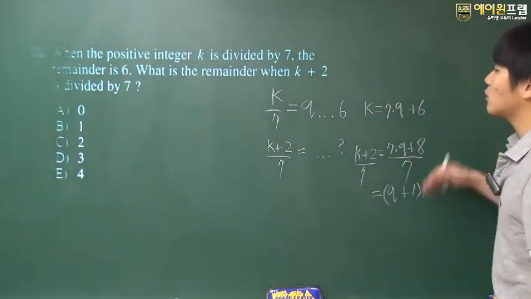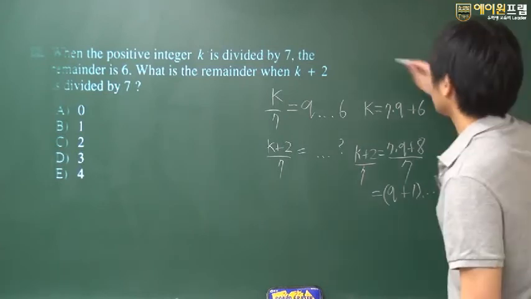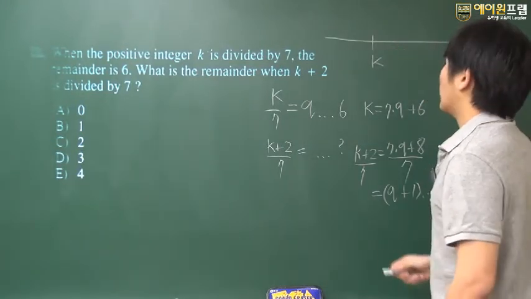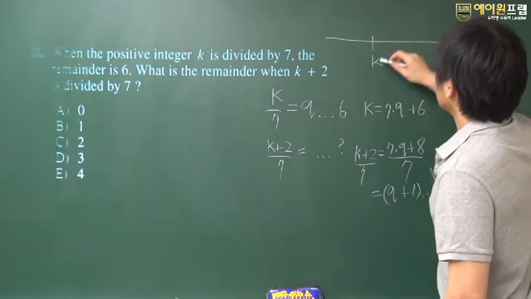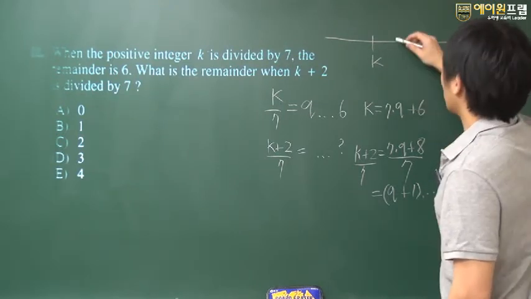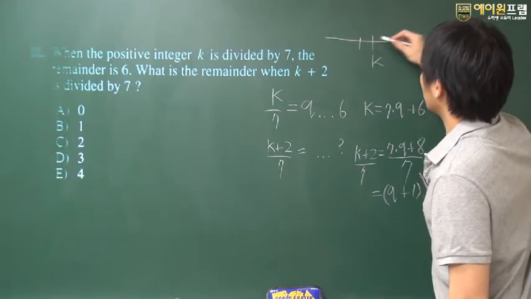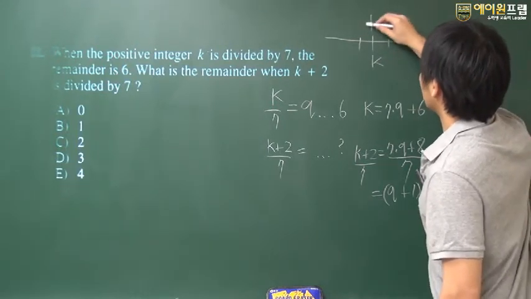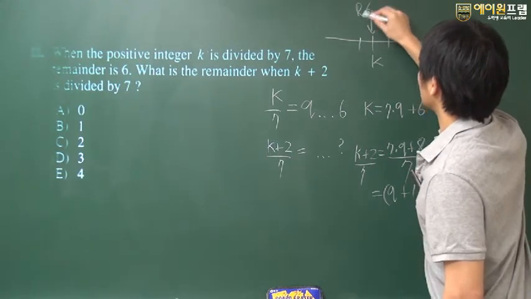Okay? So we have some number, right? I'll show you on the number line, okay? So I have some number k, okay? I divide this by 7, okay? Then I end up with a remainder of 6, okay? So I can actually say that whatever number this is on the number line, okay? As shown above, at this point, the remainder is 6, okay?